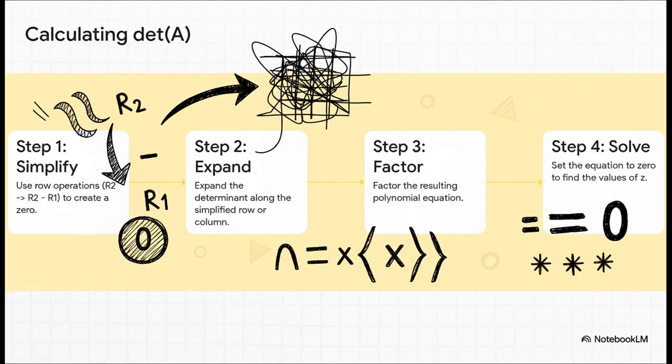Okay, so calculating the determinant. Now, look, we could just brute force this thing, but why would we? There's a much smarter way. Check out the first two rows. They both start with z minus 4. That's not a coincidence, that's a gift. If we just subtract the first row from the second, bam, we get a 0 in that second row. And you know what that means? Expanding the determinant along a row with the 0 in it makes our lives so much easier. After that, it's just a matter of expanding, factoring, and solving.